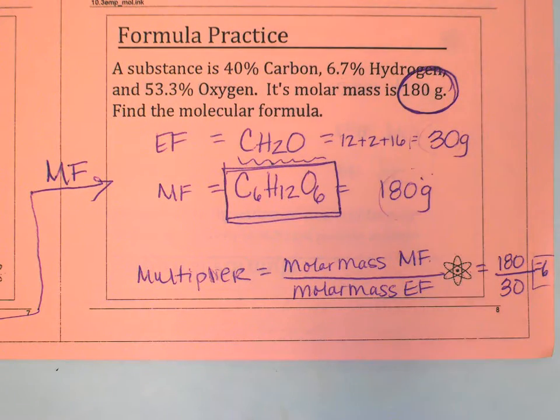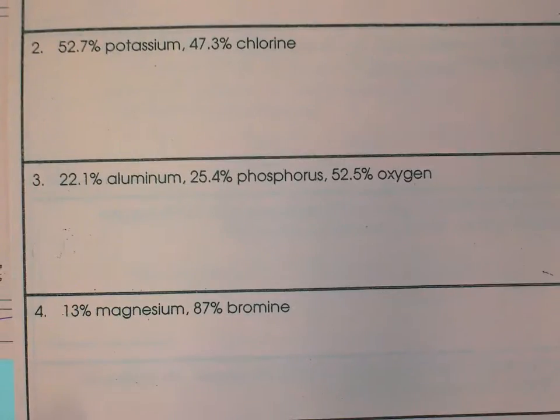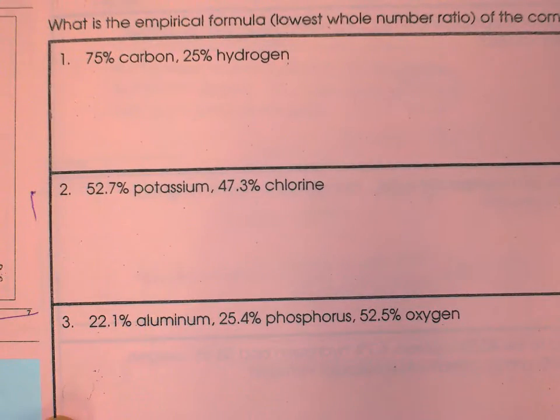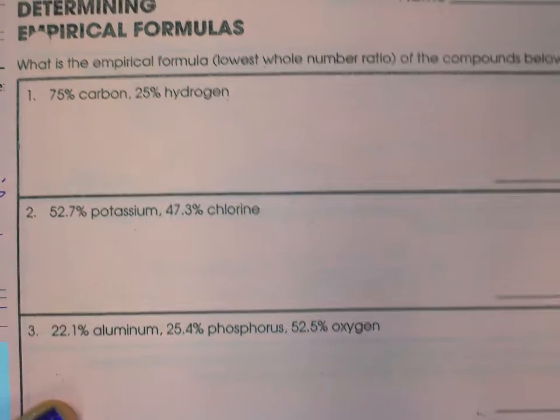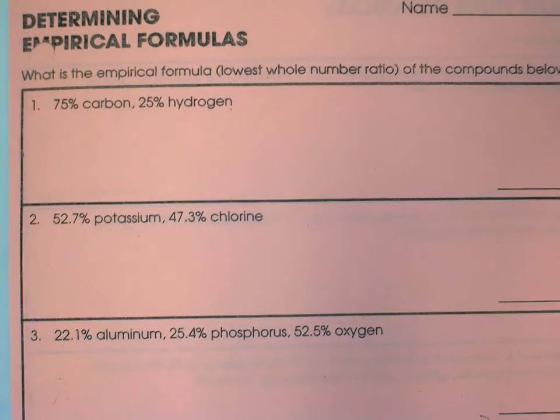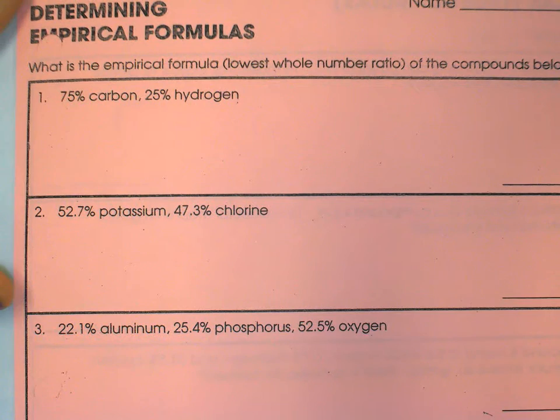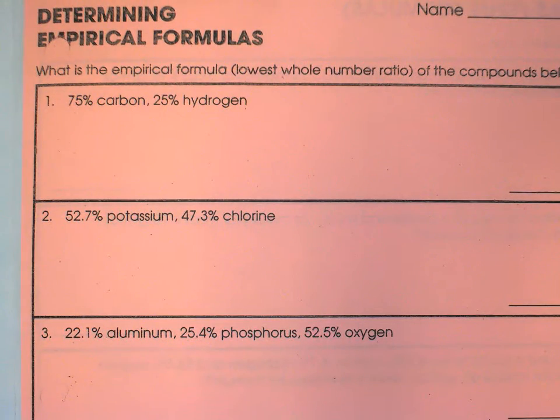All right, so your homework then is to do this worksheet that has the empirical formulas. These are done the same way as in the notes. There are 6 of them. Make sure you show all your work. Follow the 3 steps. And then this other side is the determining molecular formulas.